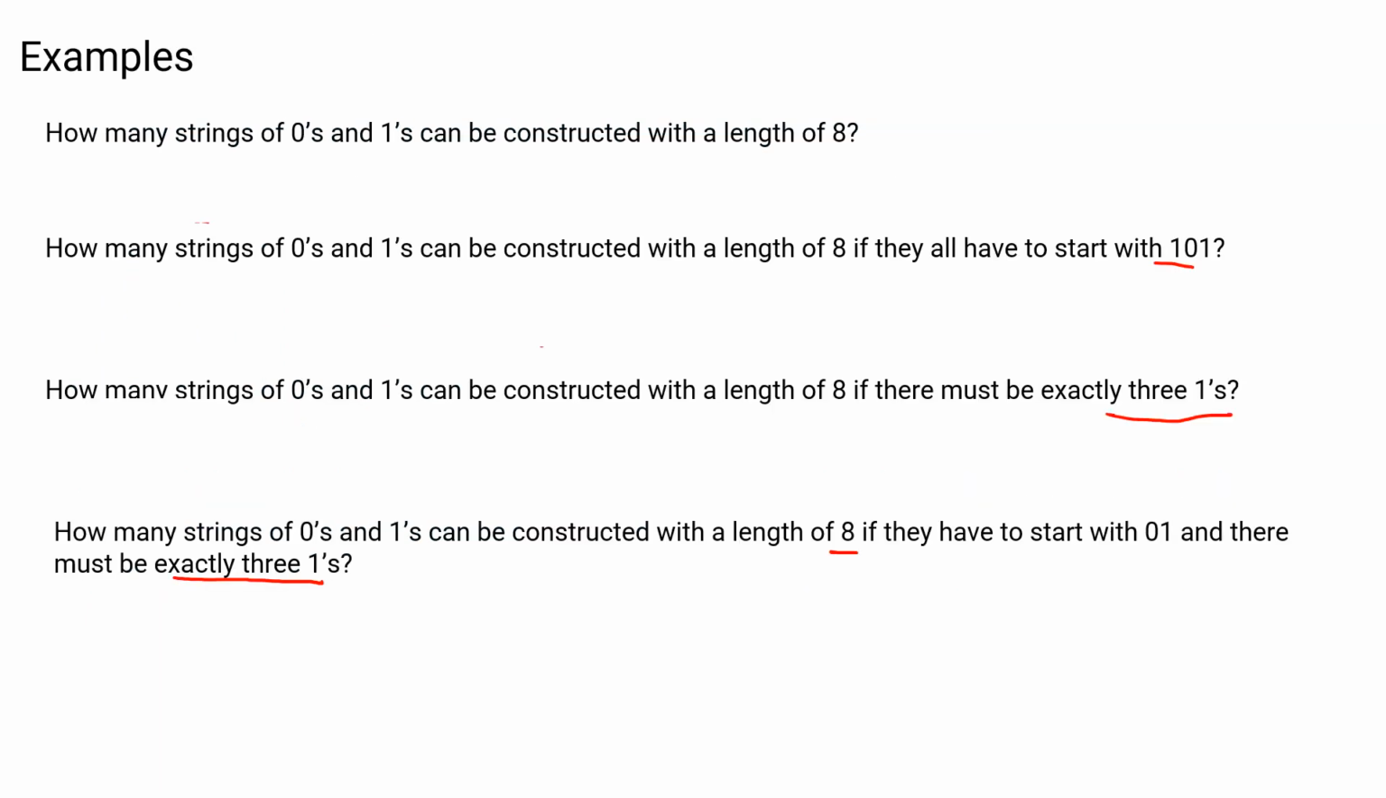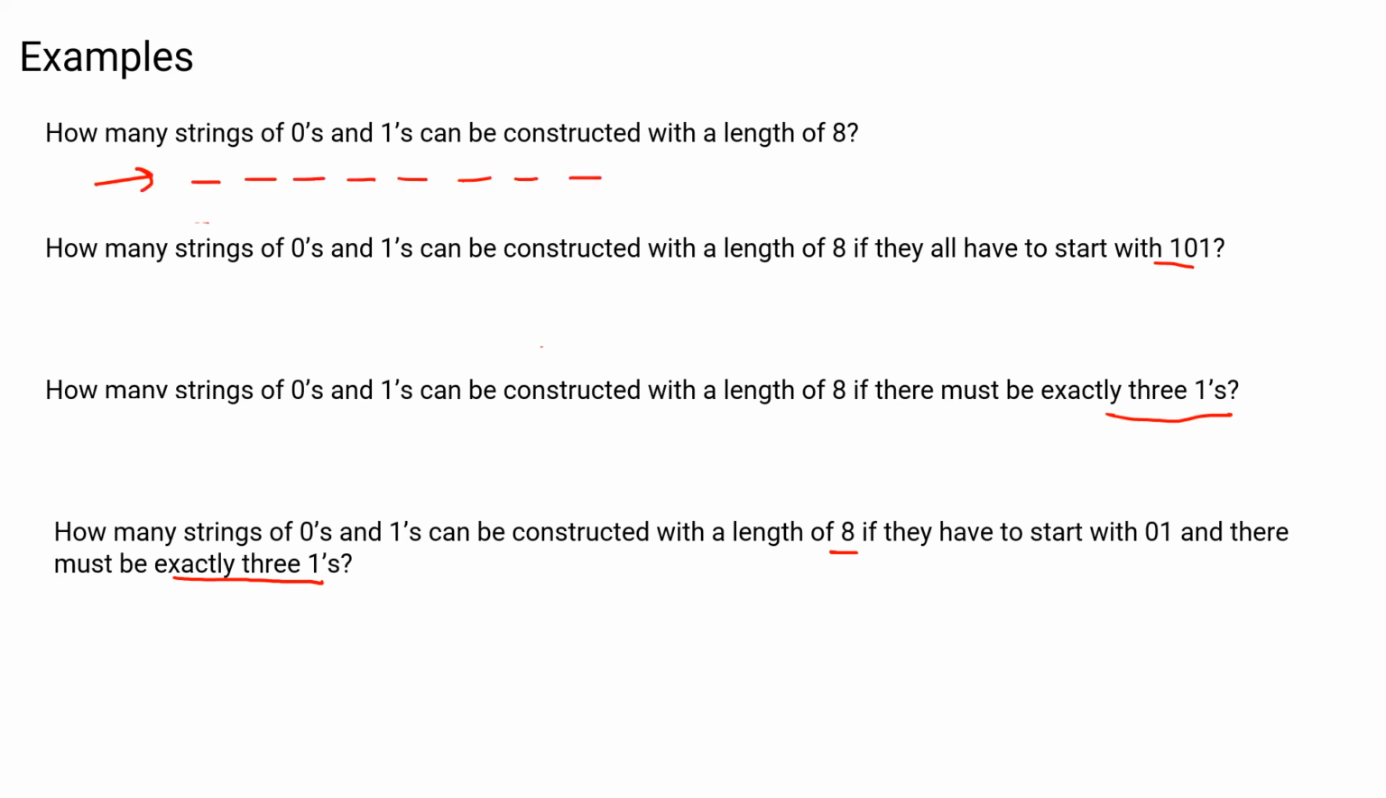So let's look at these questions. Not all of these questions are going to be ones that we need to use that bijection rule for, okay? So some of these are ones we can find the answer to by using the product rule, okay? So a lot of these we already know how to do, but we'll see how, as we go down the line here, some of these we will need to use the bijection rule for. So first of all, how many strings of zeros and ones can be constructed with a length of 8? Okay, just a length of 8.